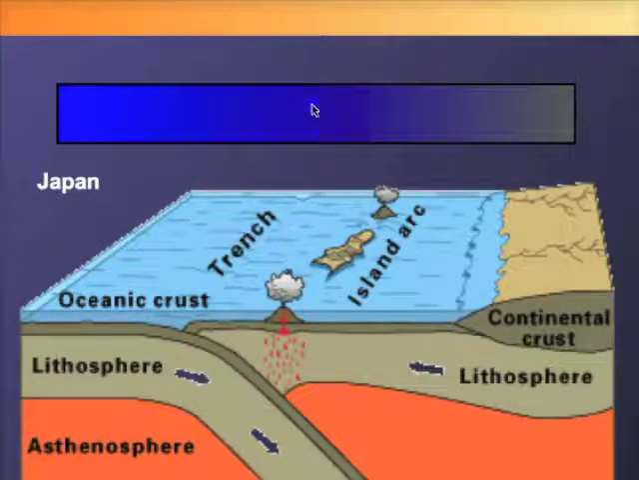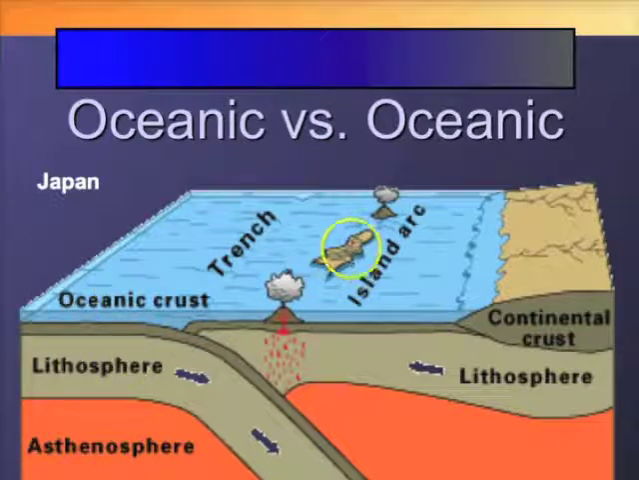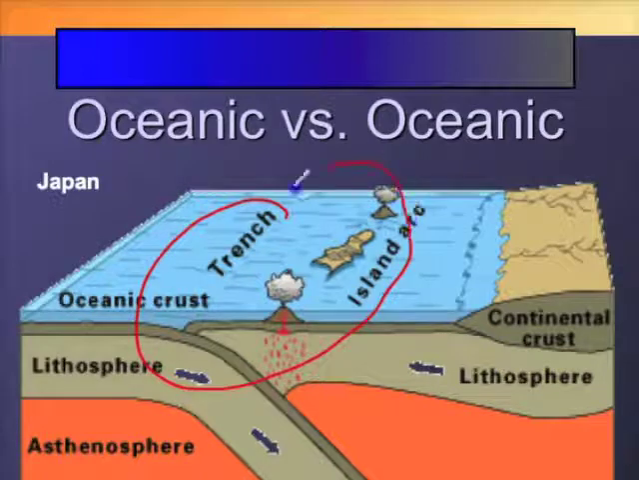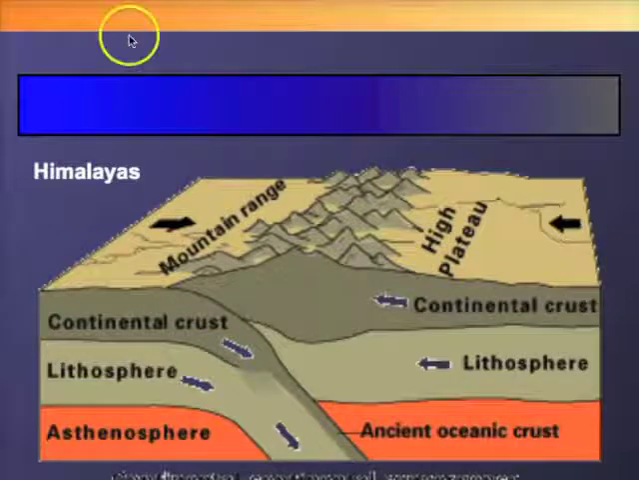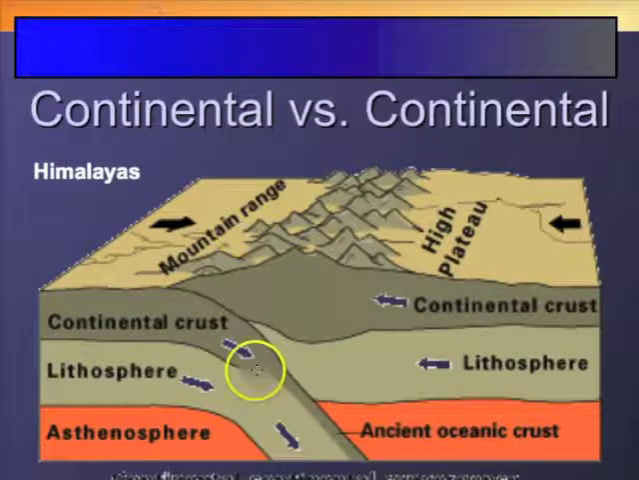Here we have oceanic, and this would be your Japan. So Japan was formed in this way. So this is where your island arc of Japan would form. And you study this one as well. This is two continents coming together. This is your Himalaya Mountains. I might come back to this slide in a few minutes.